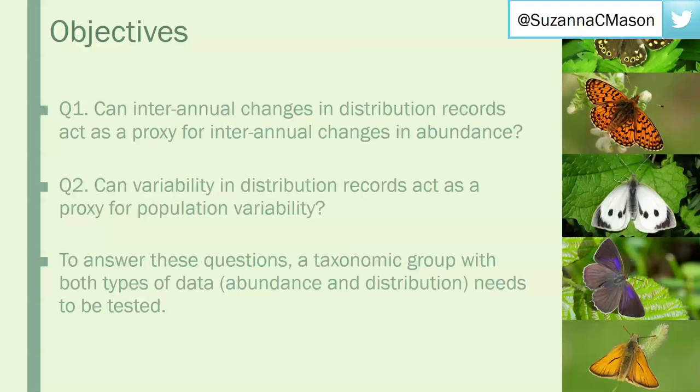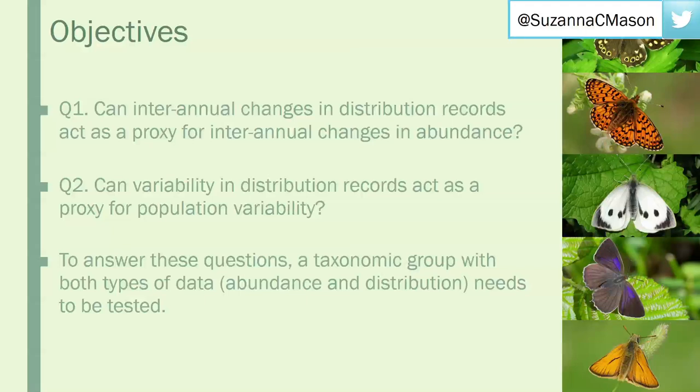That's our first question. The second question is, can variability in distribution records act as a proxy for population variability? What we mean here by variability is the average size of interannual changes in abundance of a species. Is the average size of those changes reflected in the average size of the interannual changes in the number of distribution records?